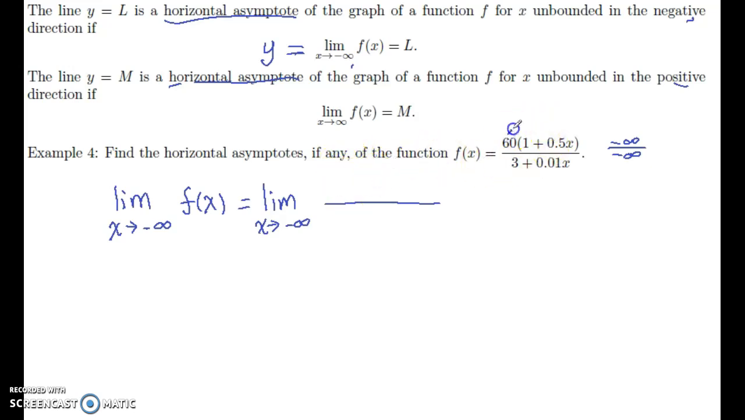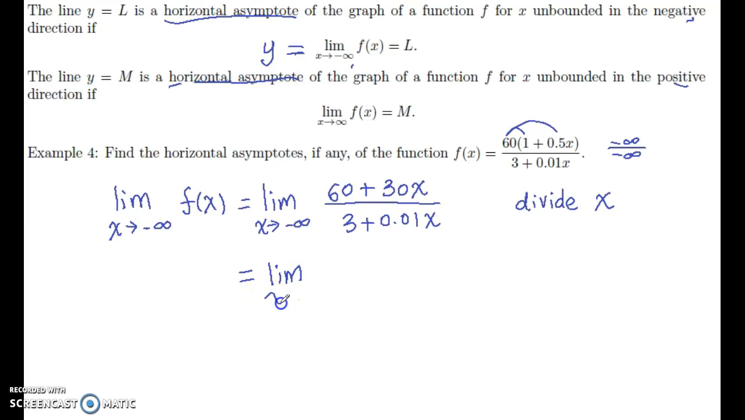So the first thing to do is to distribute the 60, to multiply it. So we get 60 times 1, 60, plus 60 times 0.5x is 30x, divided by 3 plus 0.01x. Now we want to use a technique of dividing by the highest power of x, and here it is x to the 1 power, so we divide the numerator and the denominator by x.